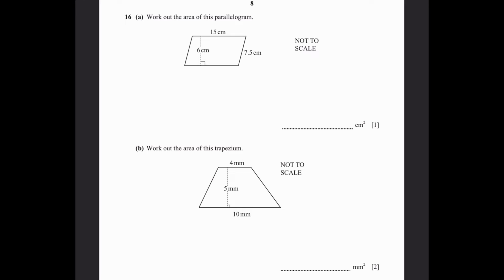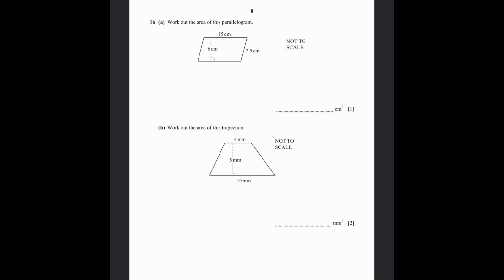Work out the area of the parallelogram. So the area of the parallelogram is simply the vertical height times the length. So the vertical height is 6 centimeters, the length is 15 centimeters. So that's 15 times 6, which is 90 centimeters squared. That's the answer. B, work out the area of the trapezium. That'll be equal to half times a plus b, which are the two sides, the upper one and the lower one, times the vertical height of the trapezium.